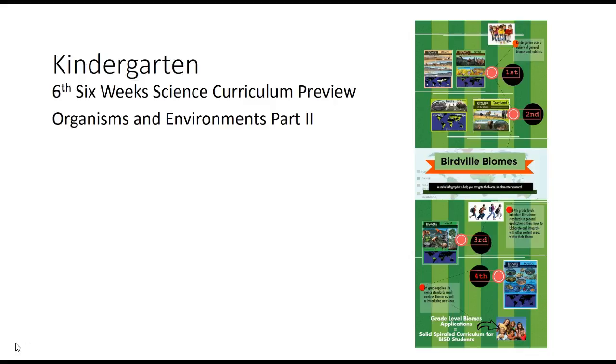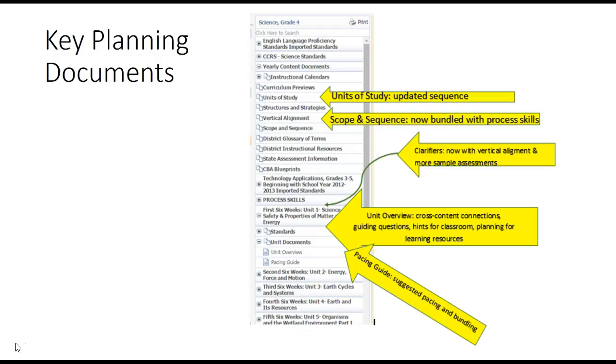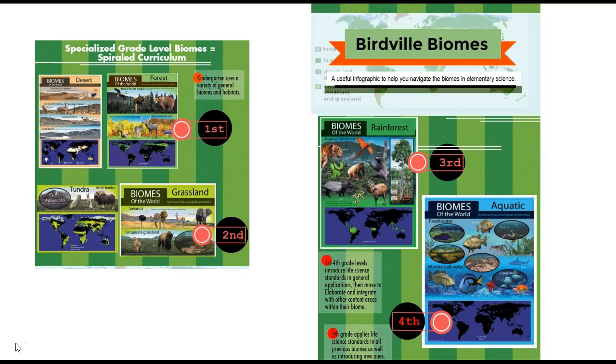We're going to briefly talk today about organisms and the environment, Part 2, your very last unit for science for the year. As always, we'll be using some of these key planning documents, so if you have those handy, that's great. If not, you might want to pause and go ahead and grab a copy of those.